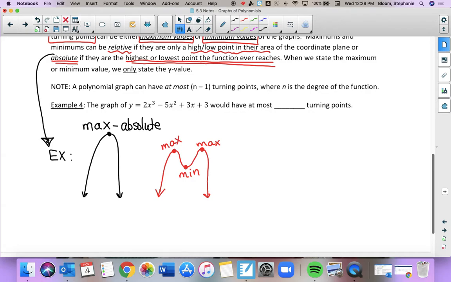Okay, so let's look at the max. Is this an absolute or a relative? So is it the highest that the function goes, or is it just a higher point on the function? Is it the absolute highest that it goes? Yes, both of those are supposed to be the same. So if they don't look the same, pretend like they are. So that's the highest point of that function. So both of those would be considered absolute maxes.